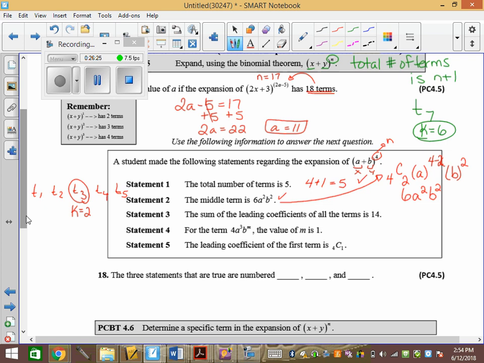The sum of leading coefficients is 14. You'd have to expand it all out and check that. So I'm going to do that last because I don't feel like doing that right now. For the term 4a cubed b^m, the value of m is 1.